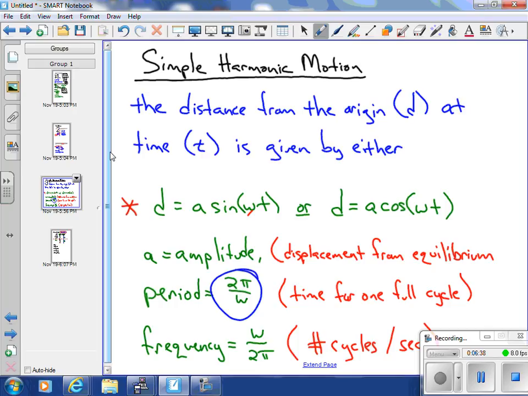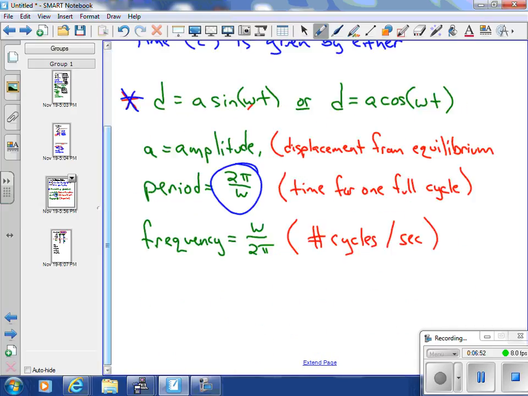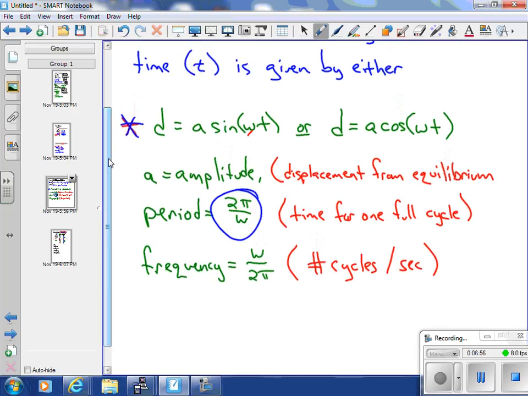So they give some guidelines here that say basic or simple harmonic motion can be denoted by one of these two equations. D equals A times the sine of W times T, or D equals A times the cosine of WT. And here's what those things represent. A is our amplitude, which is the displacement from the equilibrium, how far it goes up and how far it goes down from the zero line. The period is going to be 2 pi divided by W, W being whatever number that is right there. That's the time that it takes for one full cycle to complete. And the frequency, the number of cycles that it's going to complete in 1 second, is going to be the reciprocal of that, W divided by 2 pi.